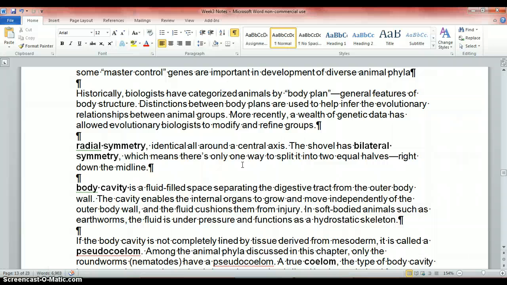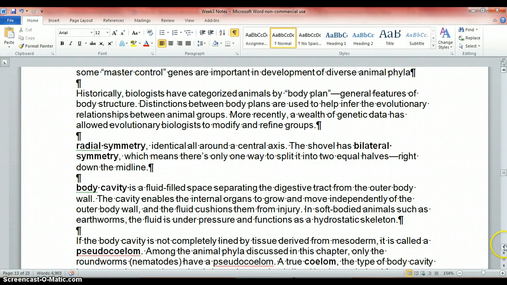So let's do some definitions. Radial symmetry is identical all around a central axis. Think about a jellyfish, a starfish. A shovel has bilateral symmetry, as do human beings, so the left and the right sides are basically the same.